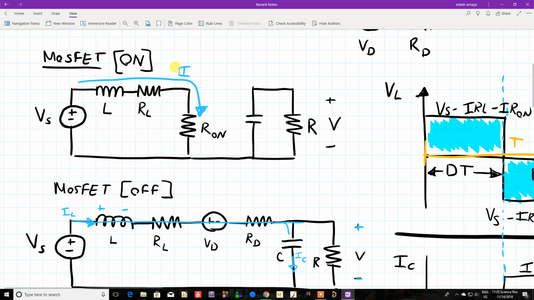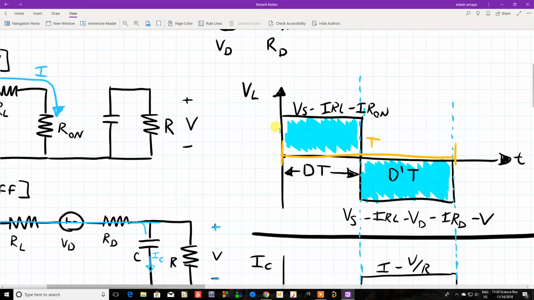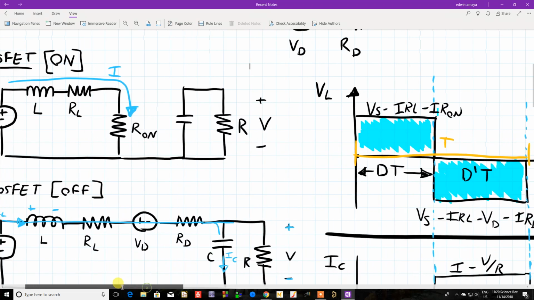current times resistance. That'll give you that voltage drop, and then current times that resistance will give you this voltage drop. So the voltage drop on the inductor is going to be this minus this voltage drop minus that voltage drop. So the inductor voltage is going to go up to this voltage up here, which is Vs minus IRL minus IR on.